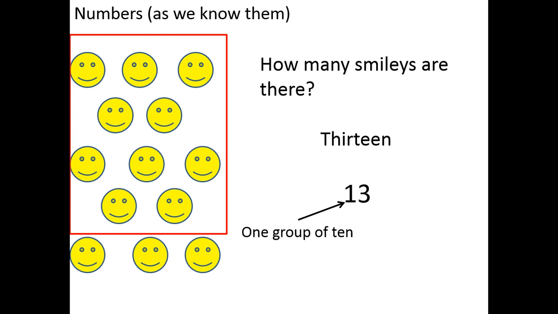That the 1 means there's one group of 10 smiley faces, and that the 3 means that there's 3 single smiley faces that are left over, that can't be grouped in groups of 10. So this notion of place value is really important in the numbers that we use every day. What we're going to see is that place value was not always important in numeration systems, and some civilizations used place value systems that were completely different than what we use.